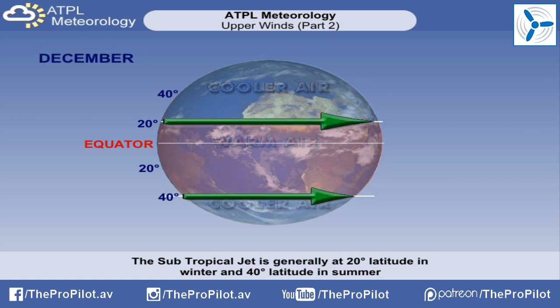Let's now look at the change in December. This time it's summer in the southern hemisphere and winter in the northern hemisphere. The southern hemisphere jet has moved to 40 degrees and the northern hemisphere jet has moved to 20 degrees. In summary then, these jets move to lower latitudes in winter and higher latitudes in summer. They are permanent features across the Earth and are almost always westerly in direction.